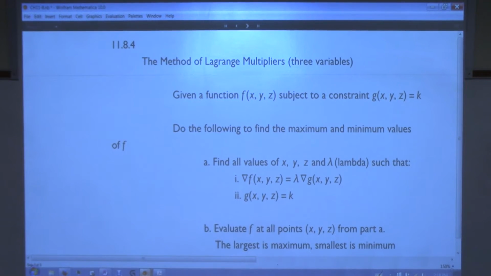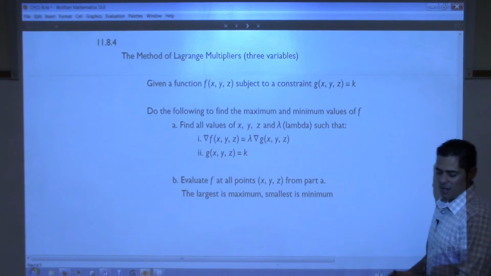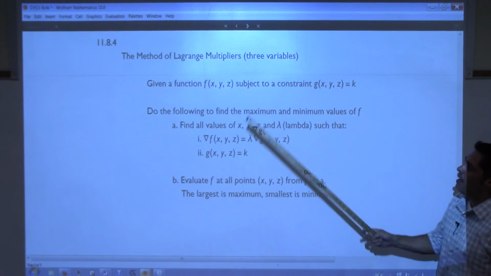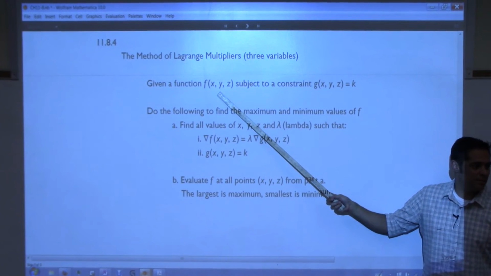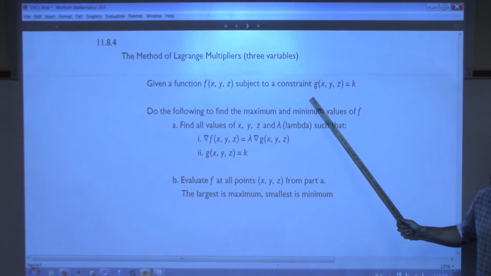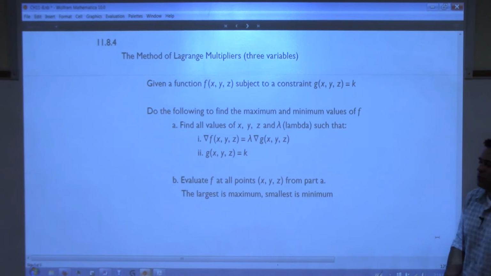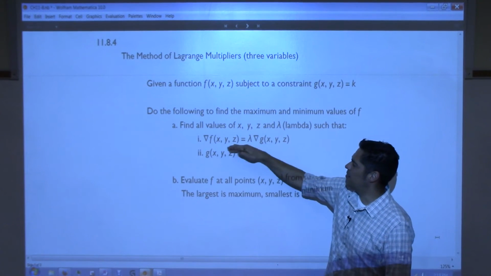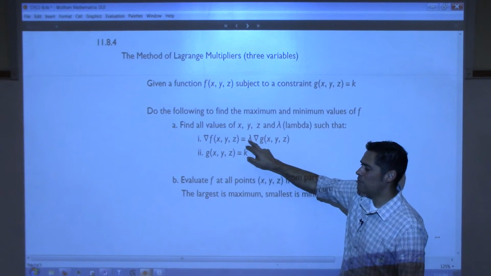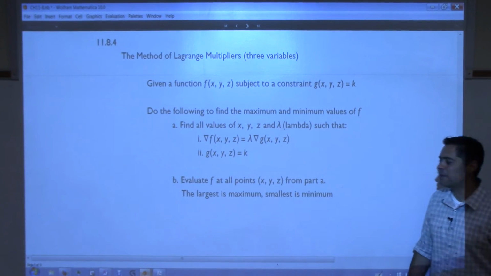But now what we're going to do is extend this. This is the beauty of Lagrange multipliers. It does not matter how many variables your function has. So if you have a function of 3 variables, subject to a constraint equation that contains 3 variables, you can find the maximum and minimum also. The equations are exactly the same. You set the gradients equal to each other, lambda, and then you satisfy that last one. So how many equations will we have?